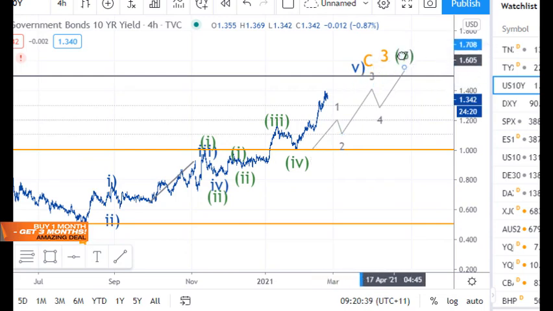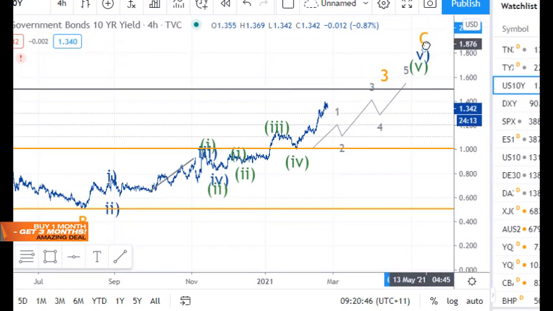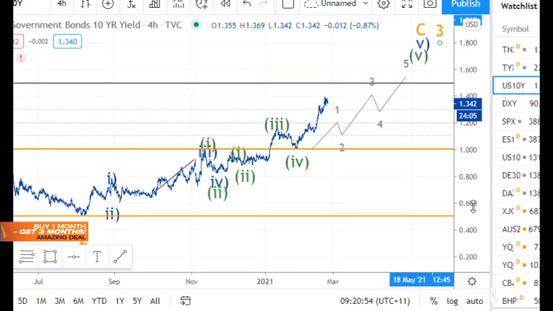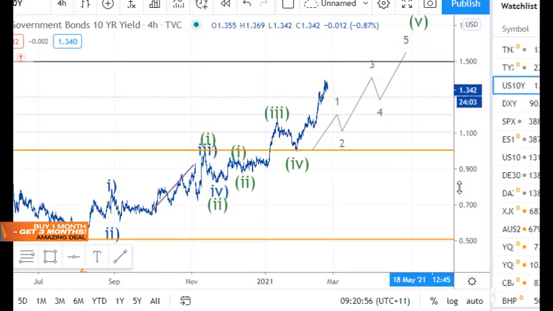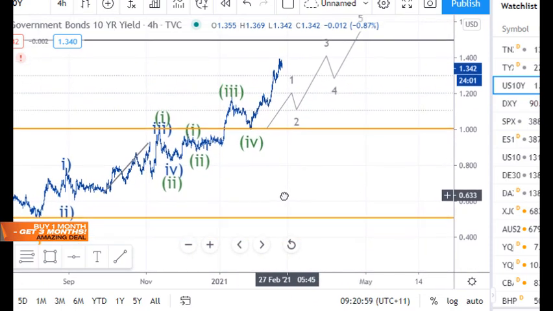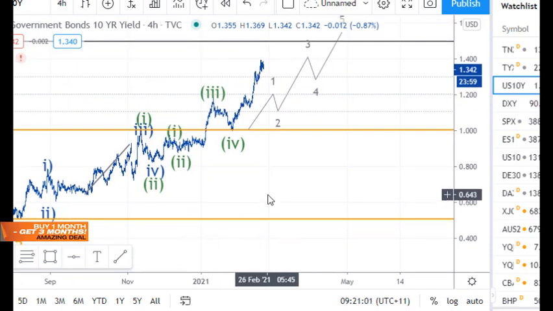Okay, so once we get to the end here, then we'll work out if we've got wave C or wave 3 at the end here. If it's wave 3, well then we'll see a correction back here, but it could just top out here and push back down. As people have mentioned online, the Feds weren't expecting it to move up this quickly, so they'll probably cap it.